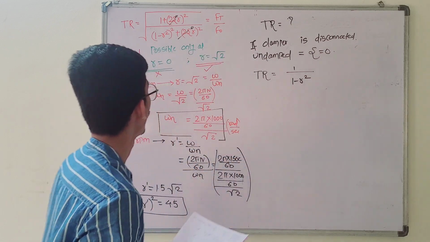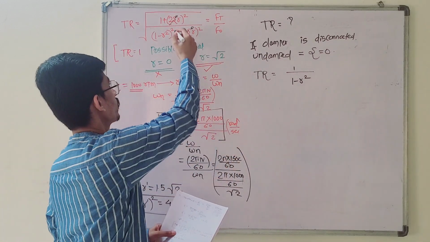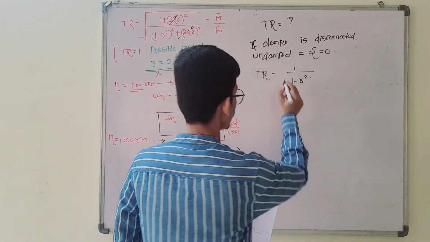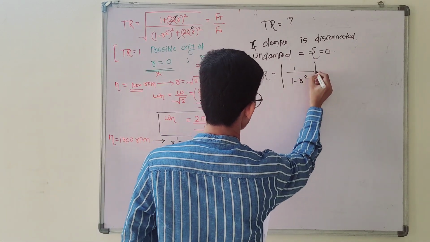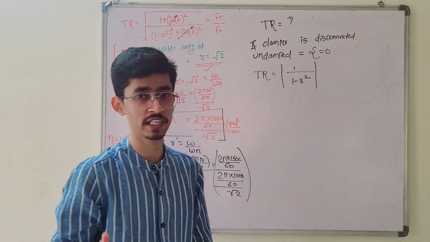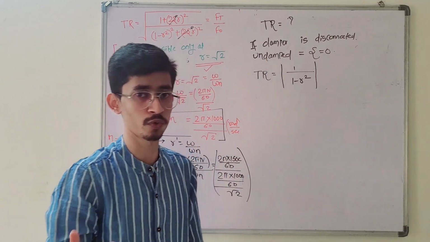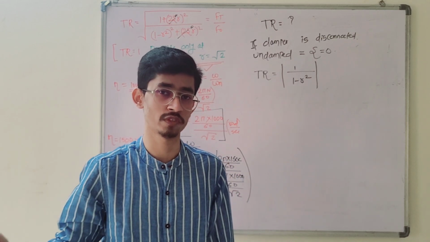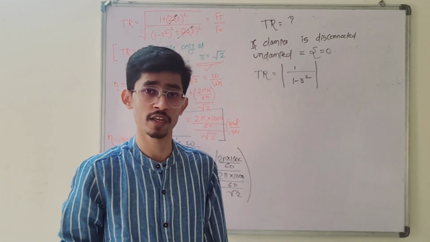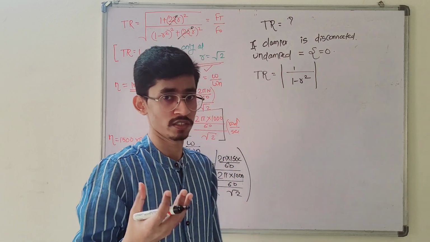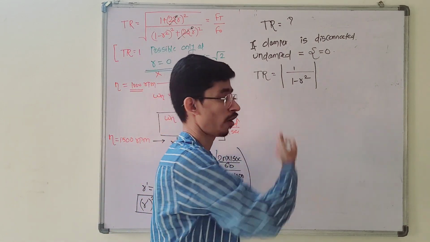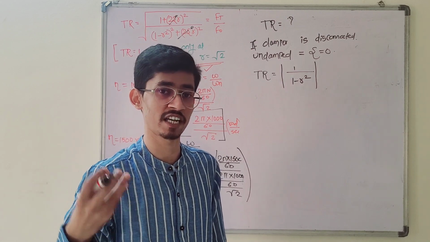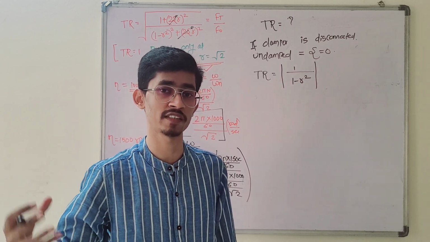The square and square root will get cancelled, and we will get 1 upon 1 minus r square. Just take the mod of this value, because whenever you solve for r equal to root 2, you will get a negative answer over here. 1 minus the square of root 2 gives a negative answer. So do not take that as a negative term, just take it as a mod term. We take transmissibility as a positive percentage, not as a negative value.